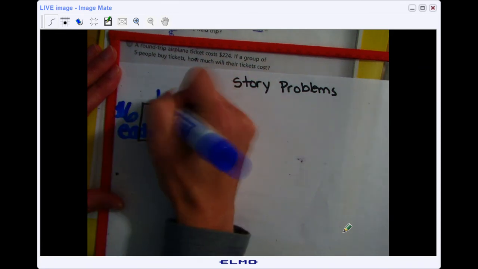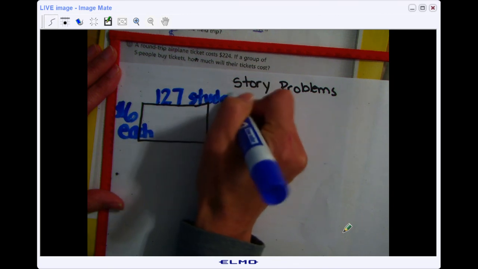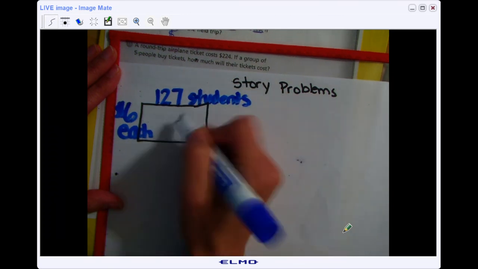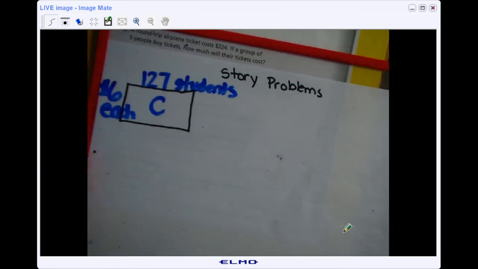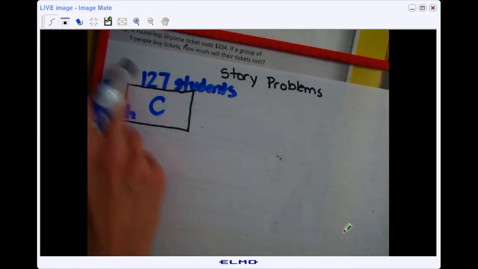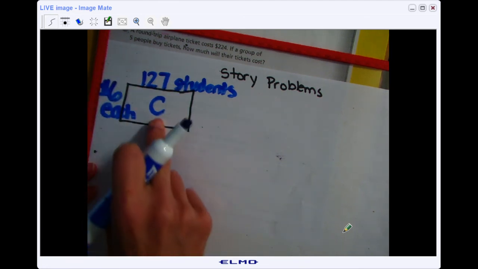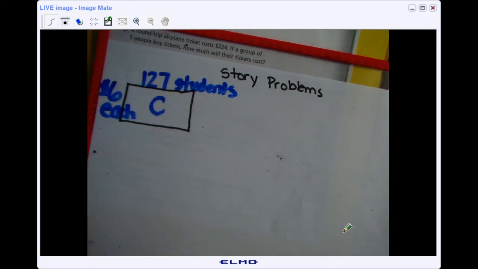And there's a total of 127 students going. And I'm trying to find the total cost, so I'm going to call that C. All right, my drawing tells my story. 127 students are going on the field trip. They're $6 each. I'm going to figure out what the total cost is. I understand the total cost is going to be the total number of boxes on the inside of that, just like the area of that rectangle.